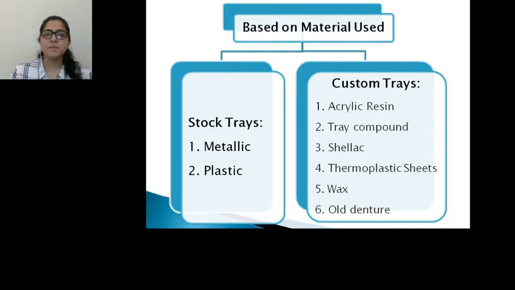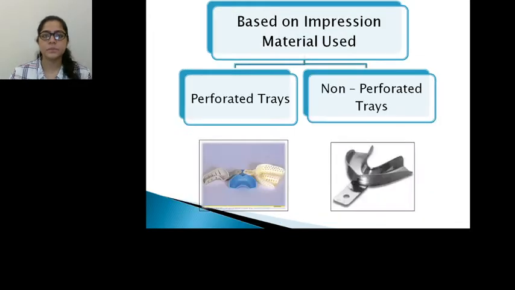The next classification is based on the materials used. So the stock trays are available as metallic trays and plastic trays, and the materials which are used for fabrication of custom trays are acrylic resin, tray compound, shellac, thermoplastic sheets, wax, and we can also use patients' old dentures as custom trays.